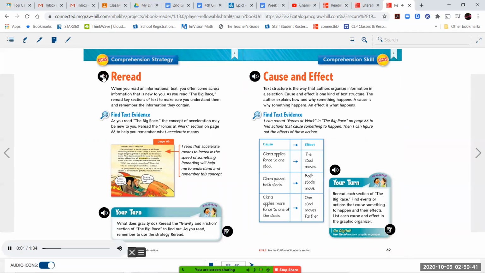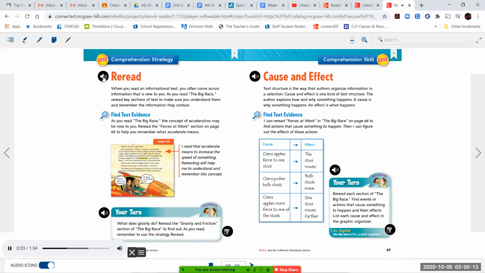Reread. When you read an informational text, you often come across information that is new to you. As you read The Big Race, reread key sections of text to make sure you understand them and remember the information they contain. Find text evidence. As you read The Big Race, the concept of acceleration may be new to you. Reread the Forces at Work section on page 66 to help you remember what accelerate means.